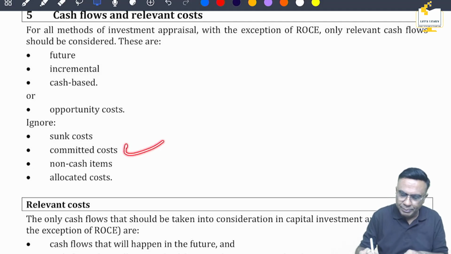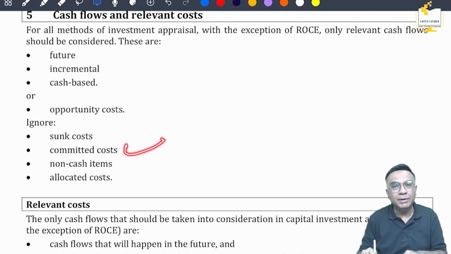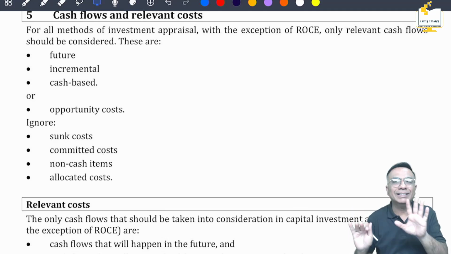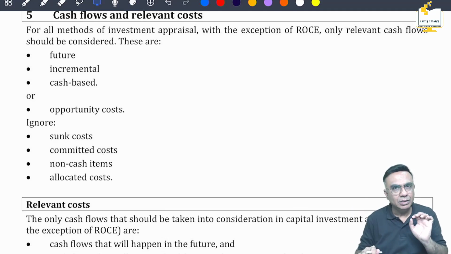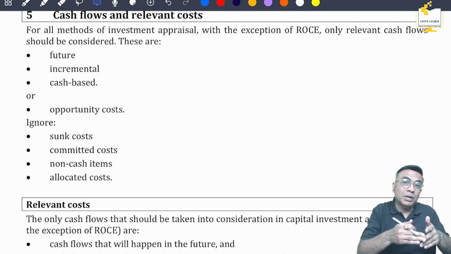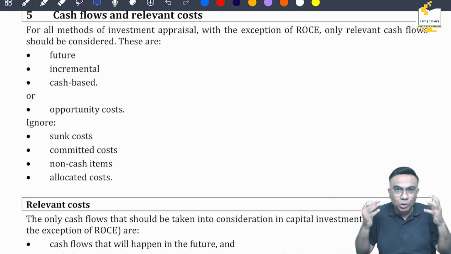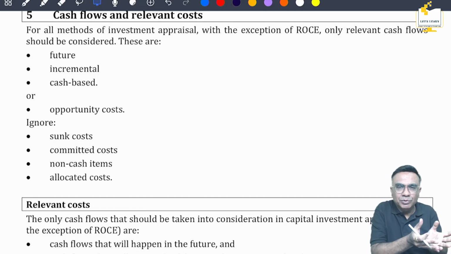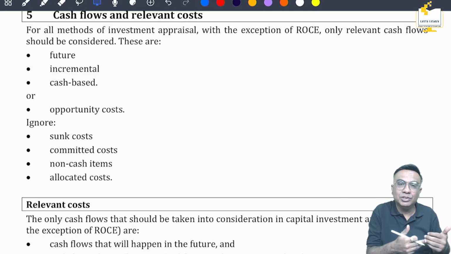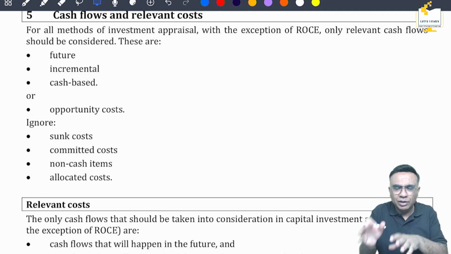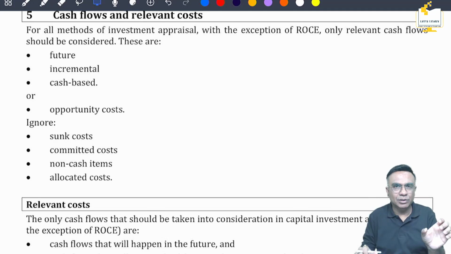Okay. Committed cost. Some costs are committed whether you start the project or not. For example, suppose there are some workers to whom you are making an idle payment. Why? Because you don't have the work to give them. So you are paying them for idle hours, because company doesn't have the work to give them. So we have to make the payment. It's a fixed cost. Whether the company is working or not, it's a committed cost.